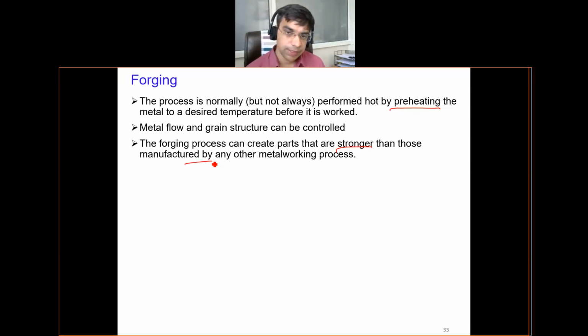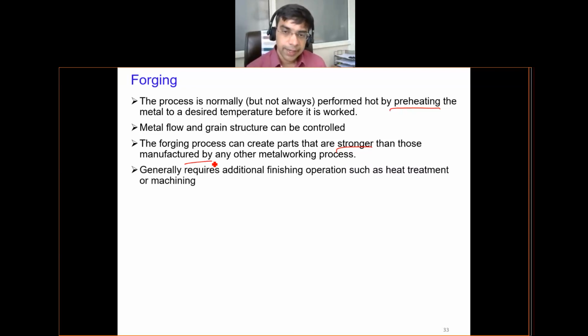So all the components which are used in several critical applications like aircraft, automobile, spacecraft, nuclear plants, some of the components are only made by the forging process even till date. And often this is a primary manufacturing process.